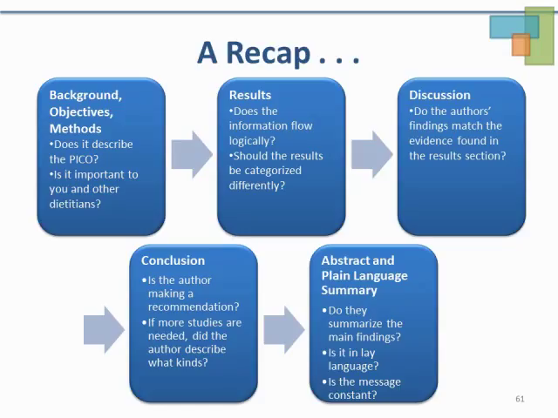Let's go over the peer review process of a systematic review one more time. Similar to the protocol, there is a background, objectives, and methods section that you need to review. The objectives and methods sections should describe the PICO that the author outlined in the protocol, and it is your job as a peer reviewer to decide if the PICO is important to you and other dietitians. In the results section, the author describes the studies they looked at and the outcomes that were measured. You must review this section carefully and comment on whether or not the presentation of results flows logically.